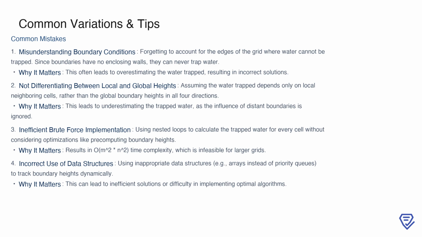Lastly, the choice of data structures is crucial. Using arrays instead of more dynamic structures like priority queues can make the solution inefficient or unnecessarily complex. Selecting the right tools for the job is key to implementing an optimal algorithm efficiently.